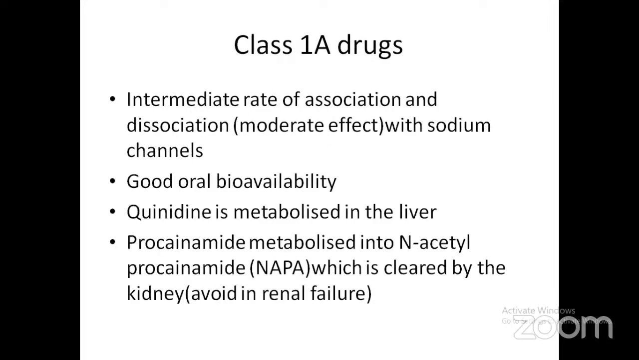Class 1A drugs have an intermediate rate of association and dissociation. They have good oral bioavailability. Quinidine is metabolized in the liver. Procainamide is metabolized into N-acetyl procainamide, which also acts as a class 3 compound. It is cleared by the kidney, hence procainamide is avoided in renal failure.